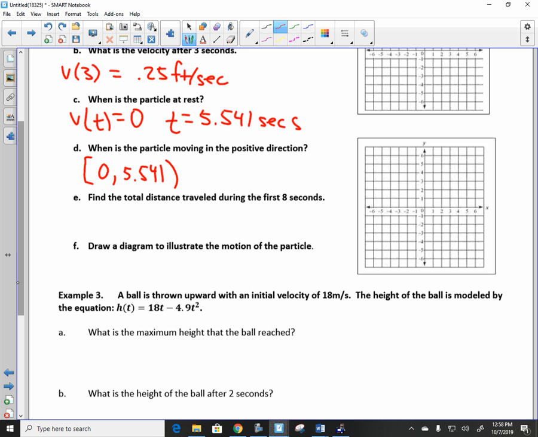And finally, I'd like to figure out that total distance, wouldn't I? I need to consider these pieces. I need to consider when it starts, where it changes, and where it ends. And at what time does it start? 0. At what time does it change? 5.541. And at what time does it end?